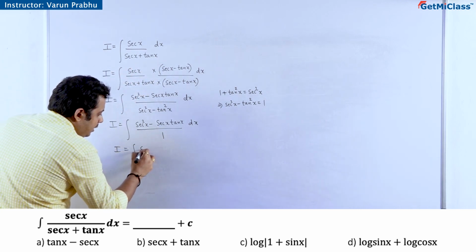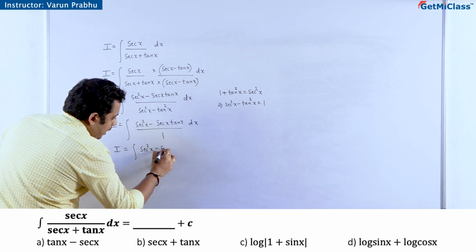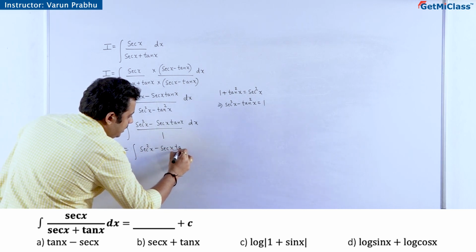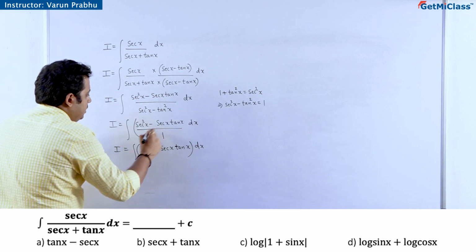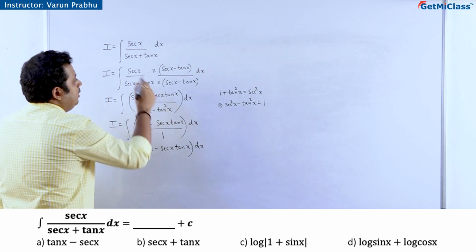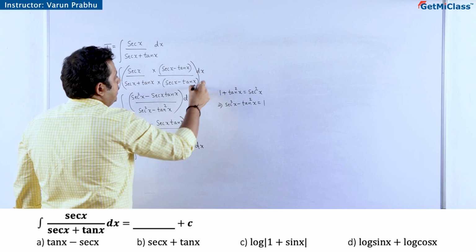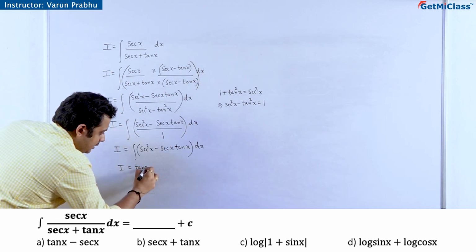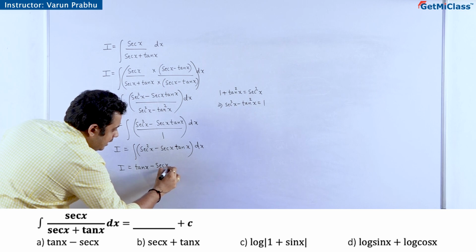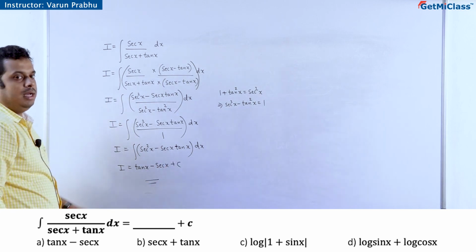I is equal to the integral of secant squared x minus secant x times tan x dx. So this is the form, correct? All right. So what is the answer for the integration of secant squared x minus secant x tan x? It is tan x minus secant x plus c. This will be the answer to the question.